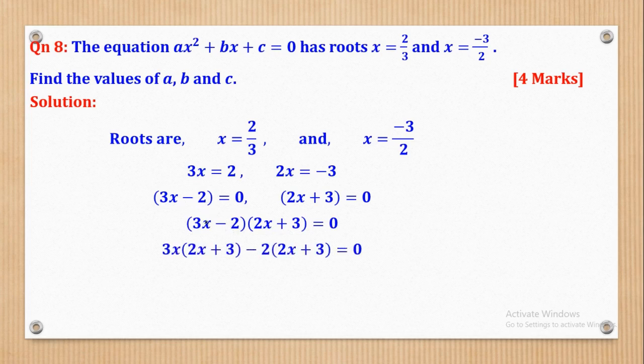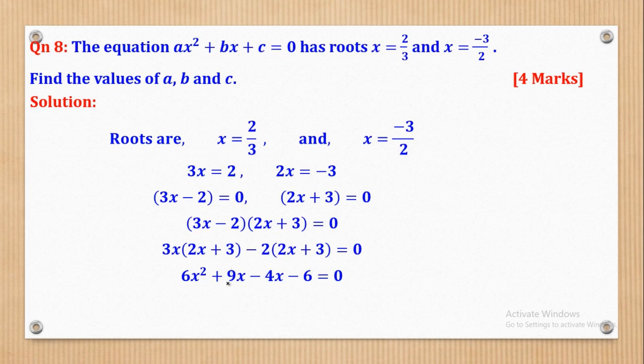The next is to expand. So expanding, I'll multiply this 3x throughout the whole of this bracket. That's what I'm doing here. Then negative 2 throughout the whole of this bracket to give me this part. So next is to open the entire bracket. So 3x by 2x will give me 6x squared. Then 3x by 3 will give me 9x. Negative 2 by 2x will give me negative 4x. Negative 2 by 3 will give me negative 6 equal to 0.